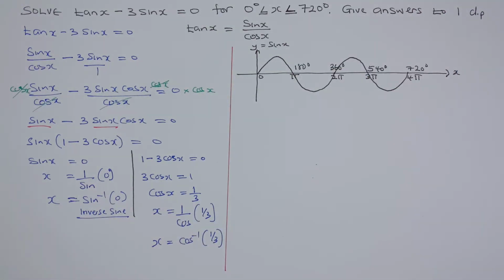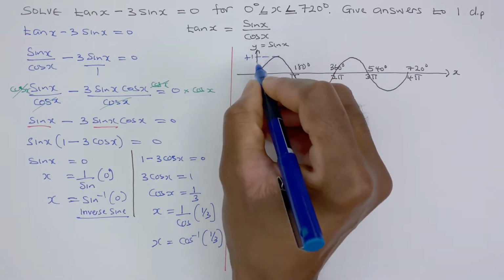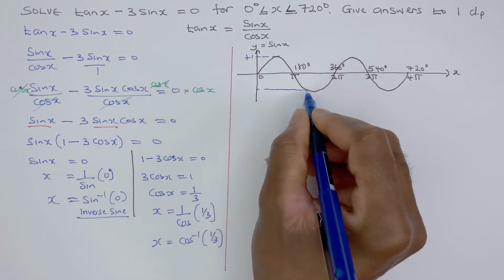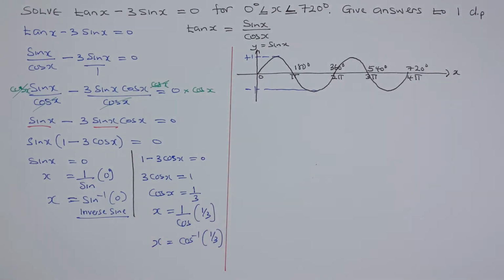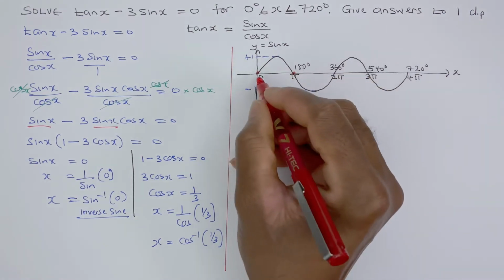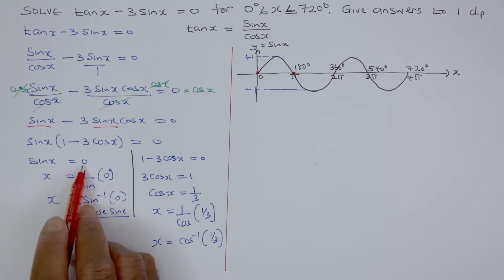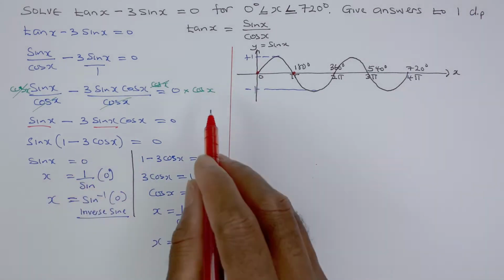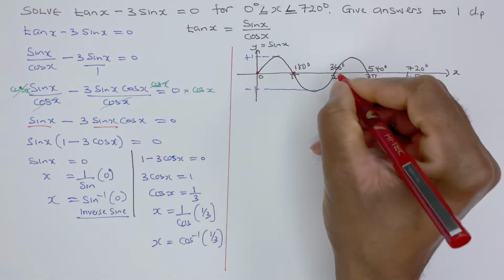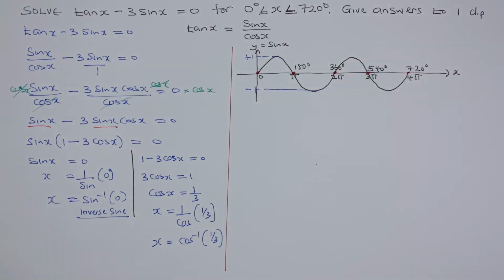Now, the top here, the amplitude is +1 and -1. But I'm looking for 0. 0 there, 0 there. That means when y is equal to 0, you can see sine x equals 0. So y is 0 at those points here. So that's the solution for this one.